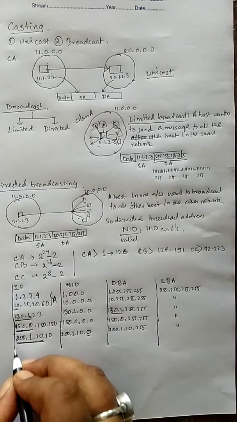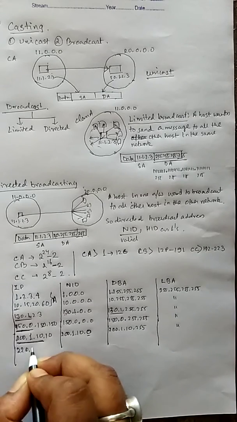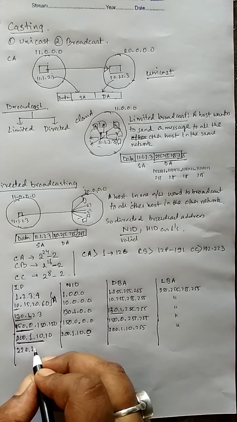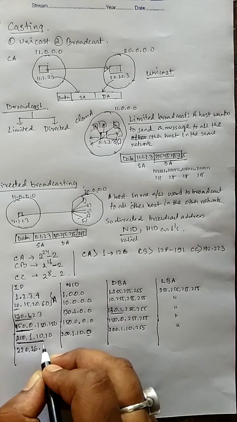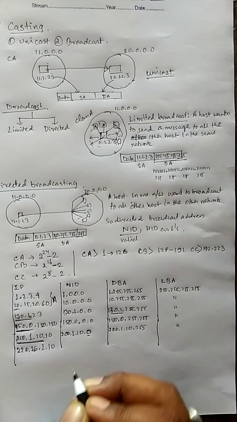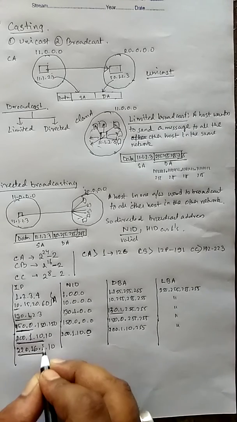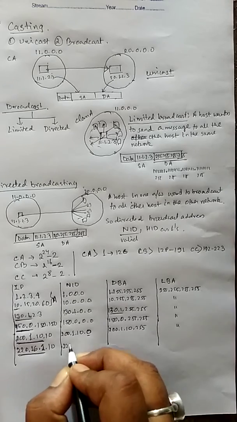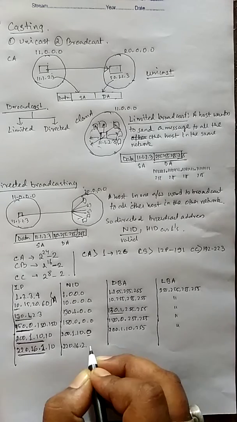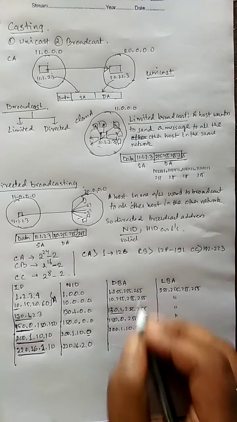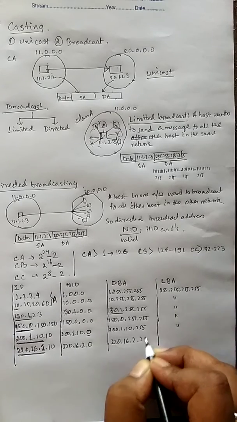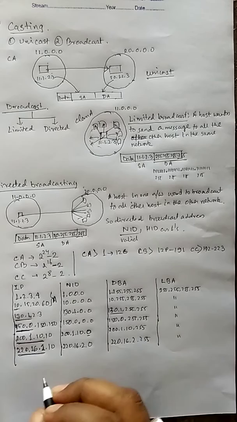Okay, another address, let us take 220.16.2.10. So you have to take the first 3 octets intact, 16.2.0. What will be the directed broadcast address? 220.16.2.255. This will be the same.